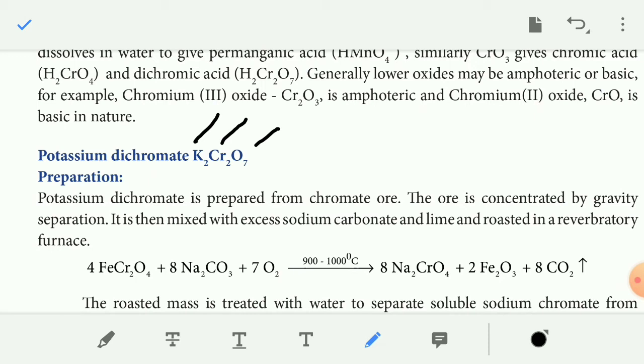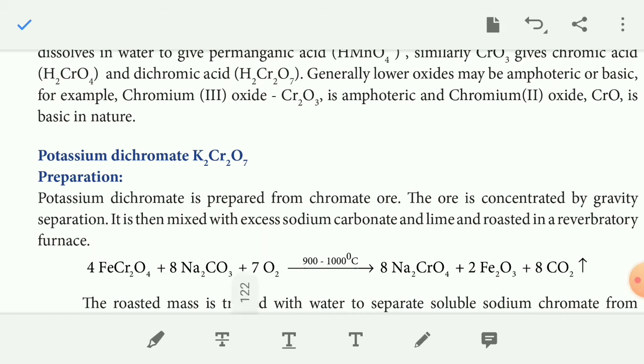Potassium dichromate is prepared from chromite ore, that is FeCr2O4. First we take the ore and concentrate it by the gravity separation process. It is mixed with excess sodium carbonate.